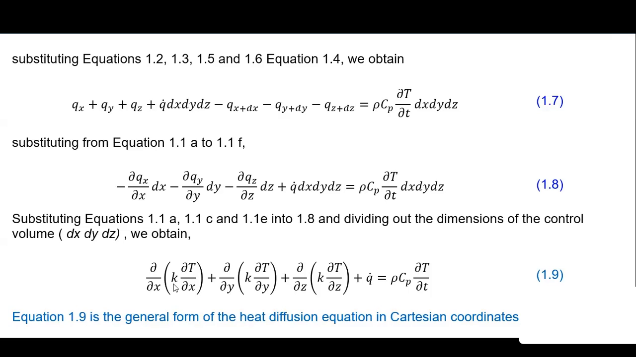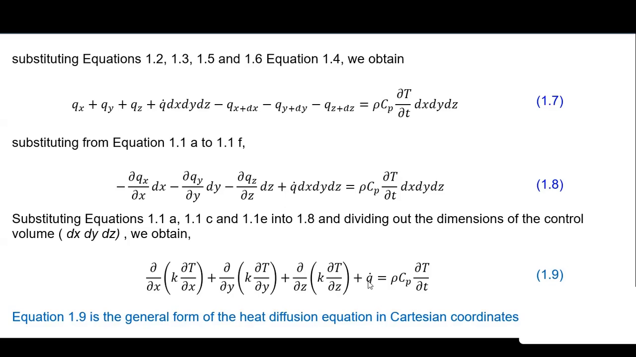Second thing, you might have noticed that k is inside the bracket. It means that this k is dependent on the value of x, this k is dependent on the value of y, and this k is dependent on the value of z. This is the conductivity in the x direction, the conductivity in the y direction, and the conductivity in the z direction. They are not the same, they are different, and that's why they are inside the brackets. This is about the spatial coordinate.